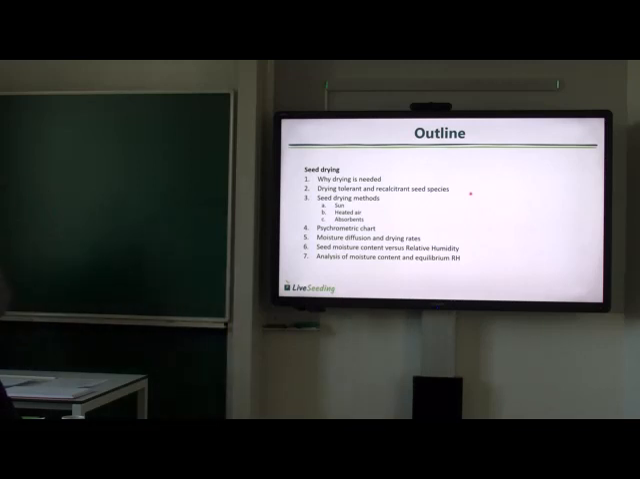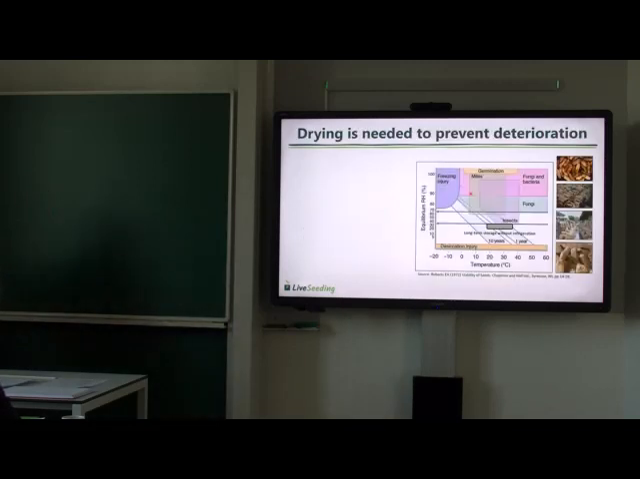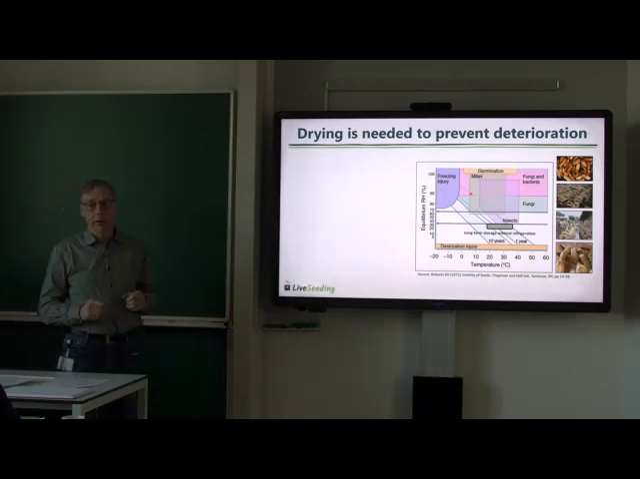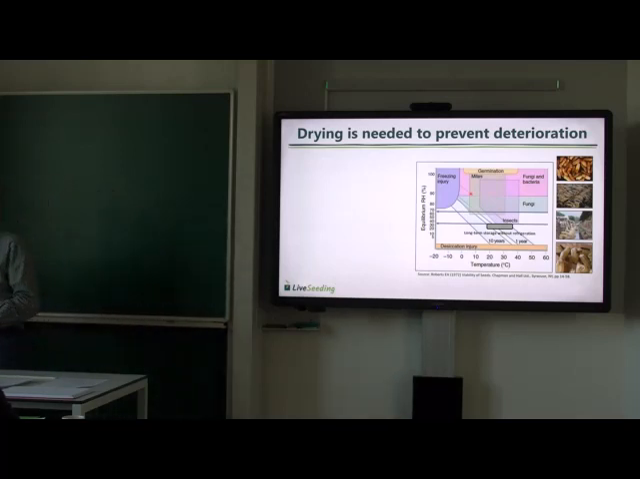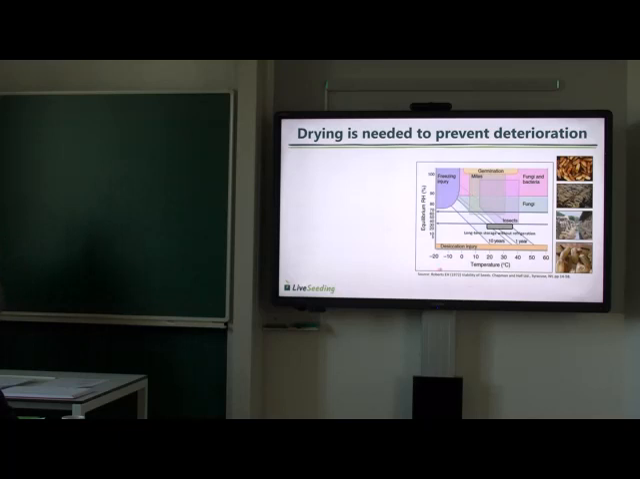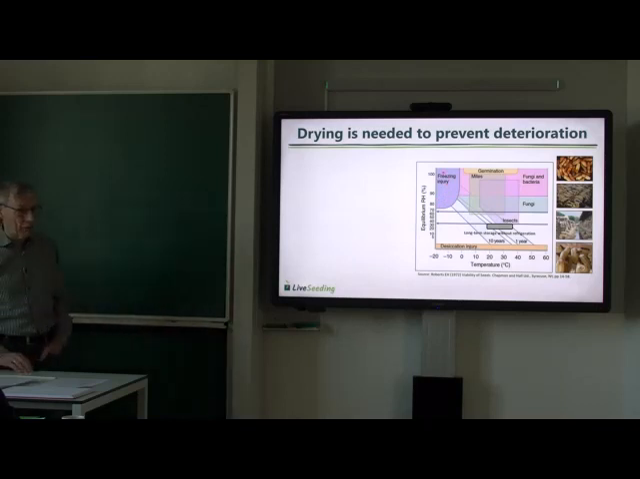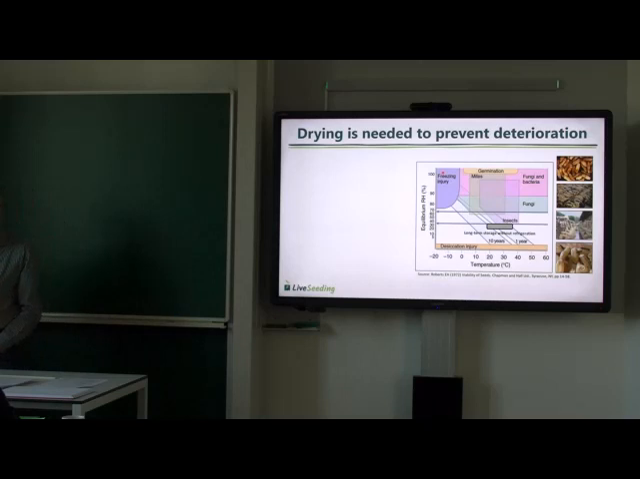Okay, so I don't know if anybody has ever seen this graph, but this is an old one, more than 50 years old. But it shows at the bottom the temperature and the relative humidity at the site, and what can happen if you store seeds. If they are stored at a high relative humidity and below zero, then you can have freezing injury. The seed dies because of that, so you should not store them at a high humidity with freezing.